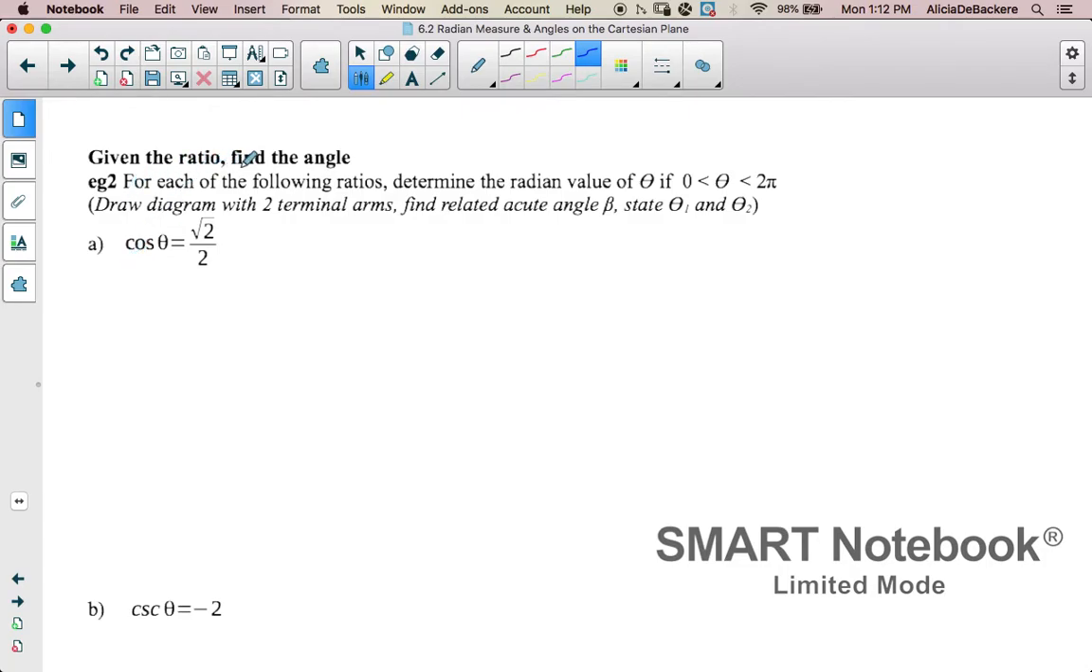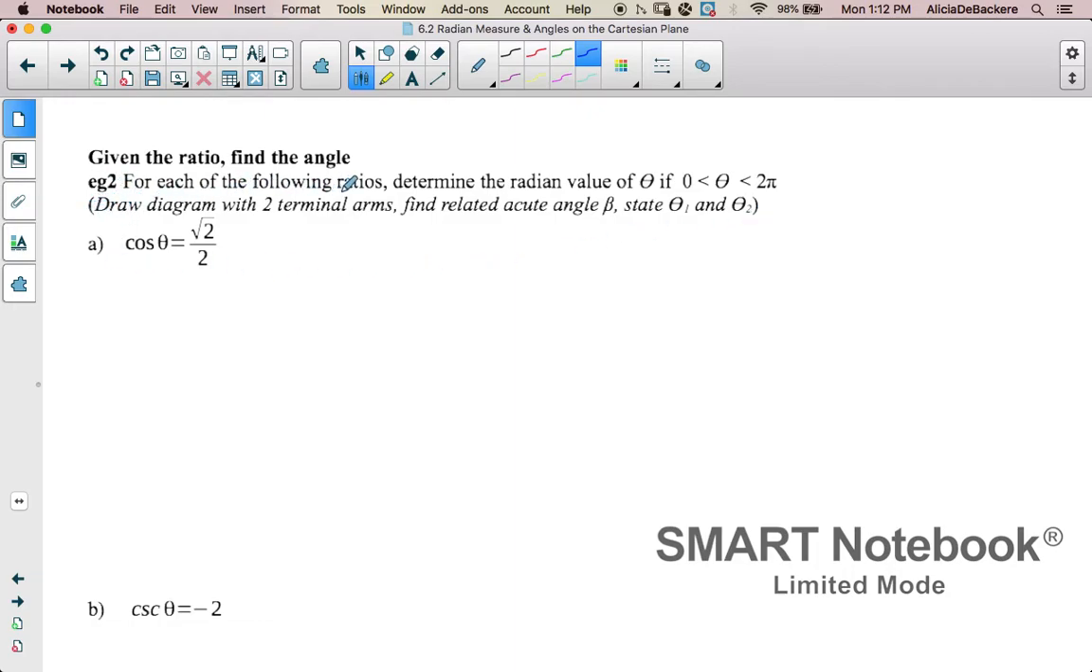So for each of the following ratios, determine the radian value of theta, and we're limiting the value of theta to be somewhere between 0 and 2 pi. So you're not looping around the circle like 6 times and ending up at like 11 pi or something like that. We're just looking at that first rotation around the circle. So the first thing I'm going to do, and in italics here for each of these examples, I've just written out the steps. This would normally not be included with the instructions of the question.